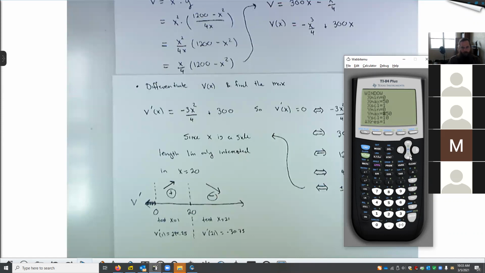What is this? It's going to be quite large, right? I'll set this to start at 500. And then I could graph the original function here if I wanted to and try to verify that I do have a max at 20.